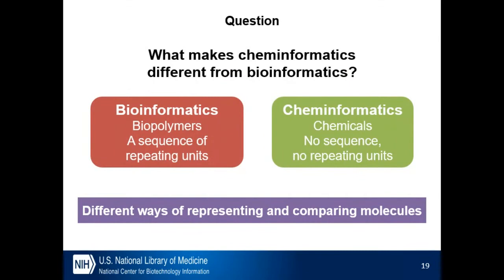So here is a quick summary of what I said so far. In bioinformatics, we deal with biopolymers, which can be represented as a sequence of repeating units. However, cheminformatics deals with chemicals, and they do not have sequences nor repeating units. This difference affects how to represent molecules and how to compare them.